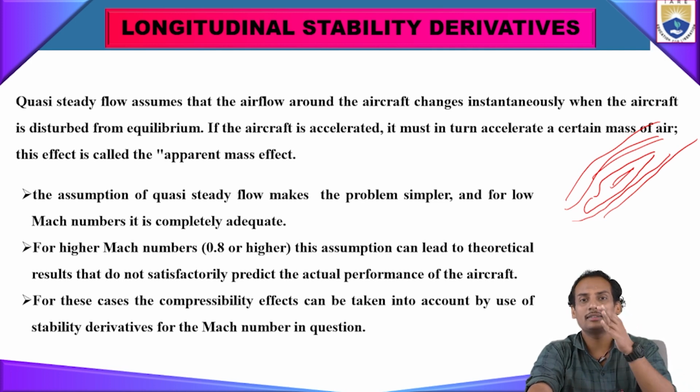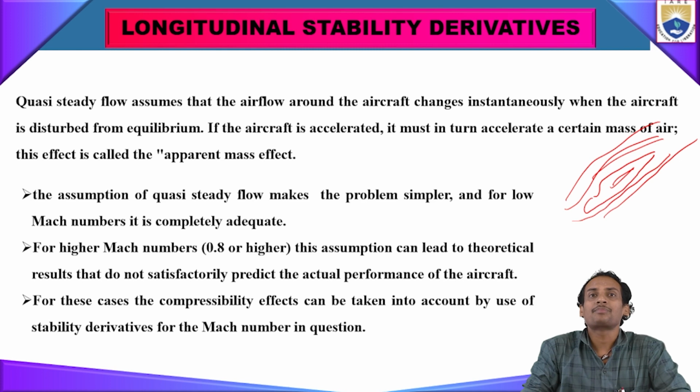Apparent mass effect means the amount of air flowing over that aircraft also will have a different velocity. So this assumption, like a quasi steady flow, makes the problem simpler. Here, steady flow means the flow properties won't change with respect to space, but in reality there will be changes in flow velocities and flow properties due to that object motion.